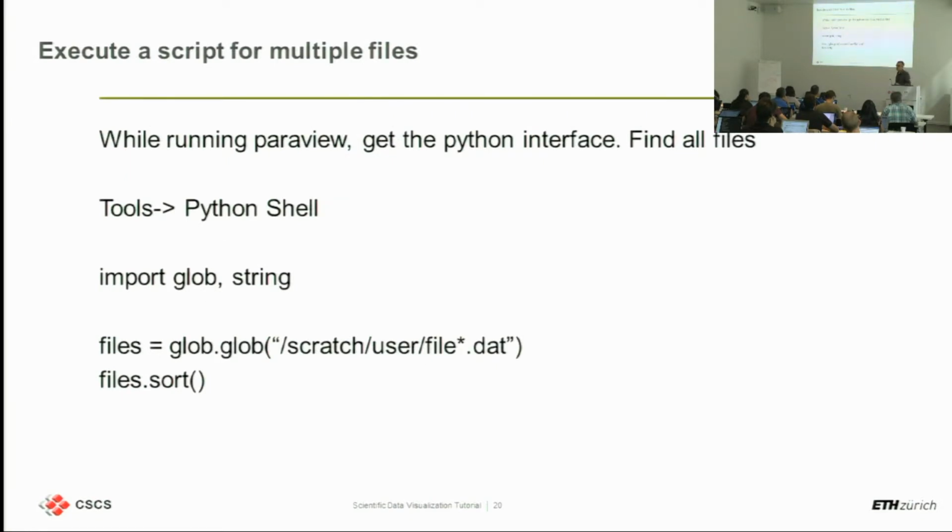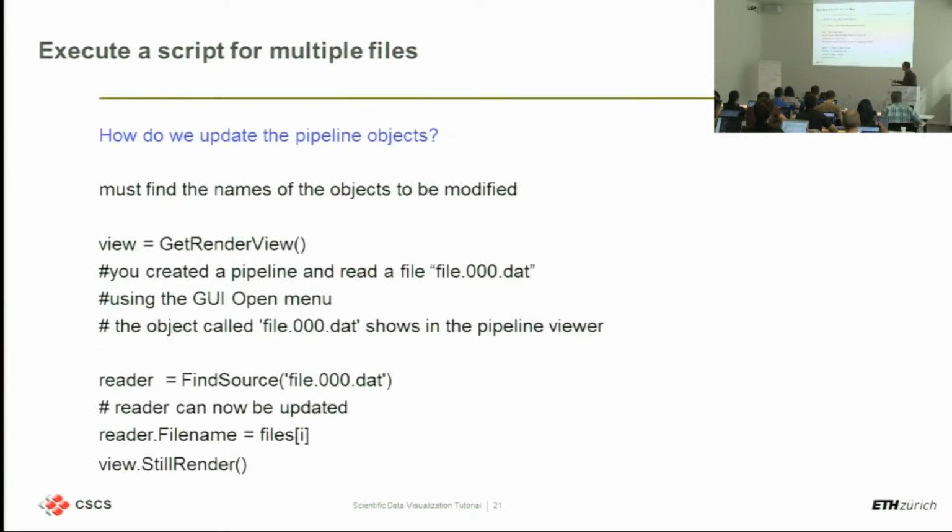Suppose you want to do this with multiple file names, but your file names are not discovered easily by ParaView. Use glob. This is a standard Python package. files equals glob.glob with the string with the little star or whatever symbol you have. Then you sort your file names, and you'll have the whole list of strings representing your file names. And then you can animate that very easily.